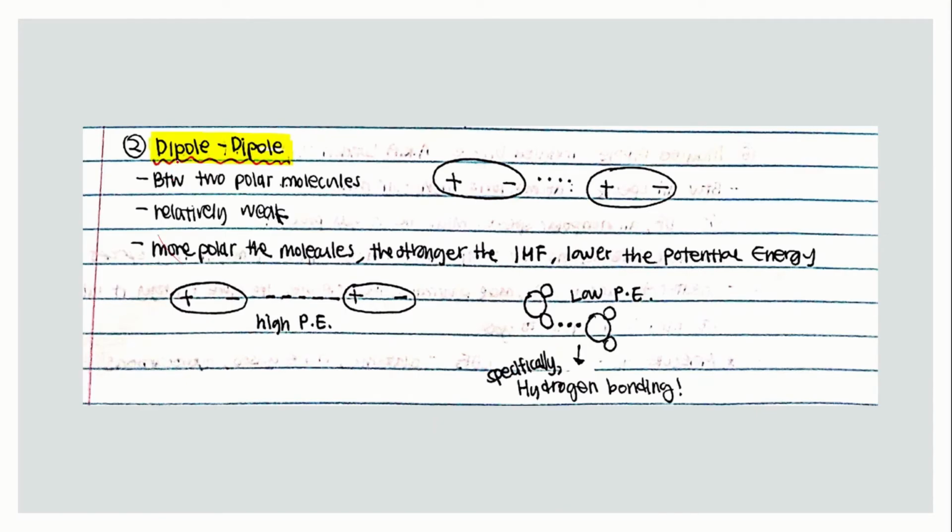Next IMF is the dipole-dipole forces, and they are between two polar molecules because it's dipole and dipole forces. They are relatively weak. The more polar the molecules, the stronger the IMF, and the lower the potential energy. Because as the molecules are more polar, they will attract each other more strongly, and the distance between them will be shorter. So potential energy is like the distance between them. So as the distance between them is shorter, the potential energy will be lower. So this represents the high potential energy, larger distance, and this represents the low potential energy, a shorter distance.